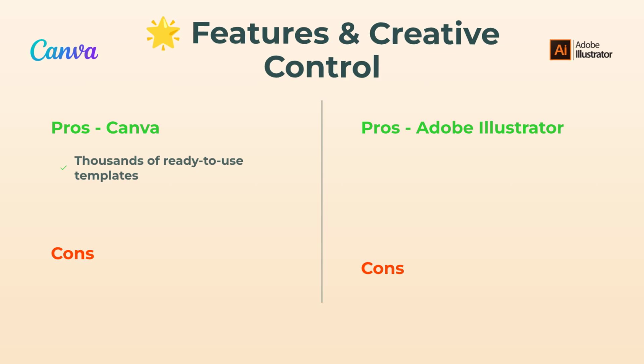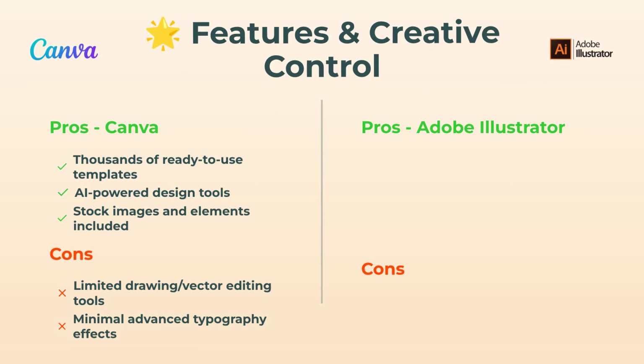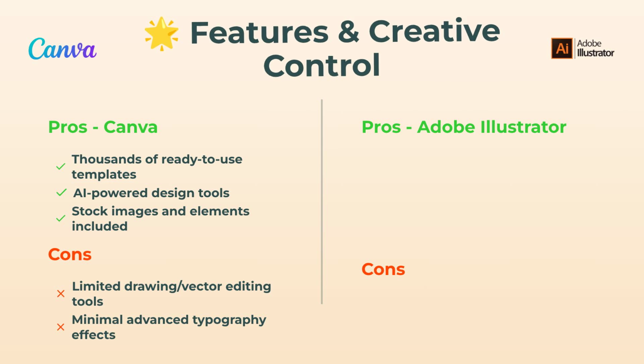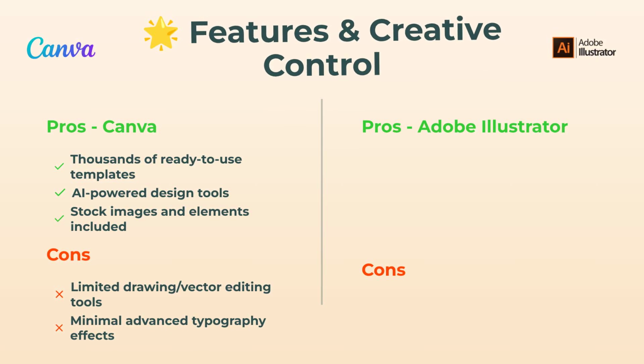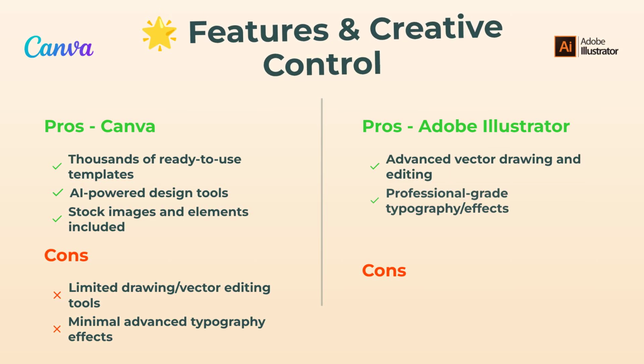Now let's talk about features and creative control. Canva? Oh, and here's something cool. You get thousands of templates, AI tools, stock images, all that jazz. It's made so you don't have to start from scratch if you don't want to. But when you really want to get in the nitty-gritty, like drawing your own custom shapes or using wild typography, well, Canva's kind of basic.